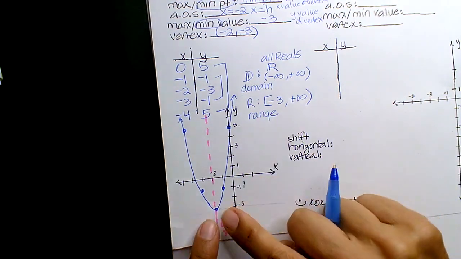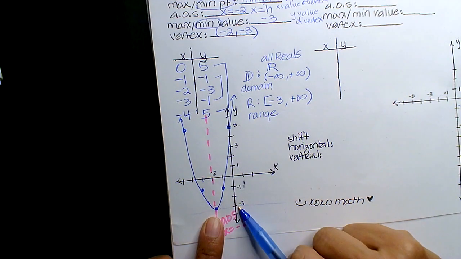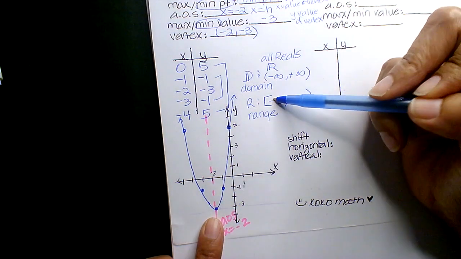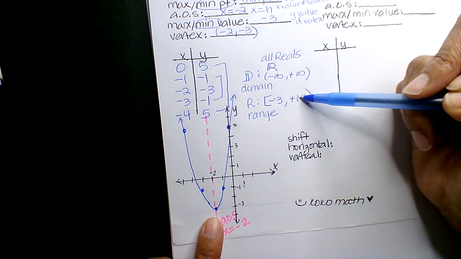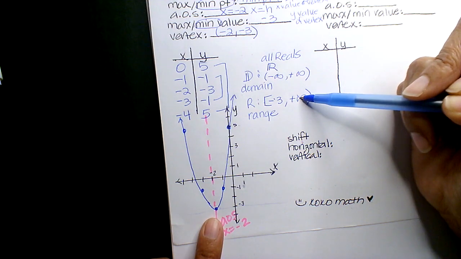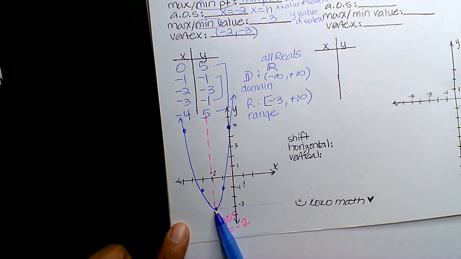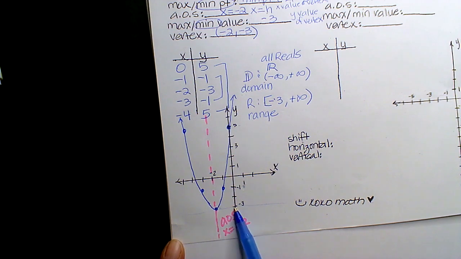So your range on a quadratic is that minimum or max value. Had it been concave down, it would have been -infinity to that value, whatever your vertex is. You guys get good with it, but that's why it is, because the parabola doesn't exist at -3.5, -4, -5, -10. It begins at -3. It doesn't go anything lower.